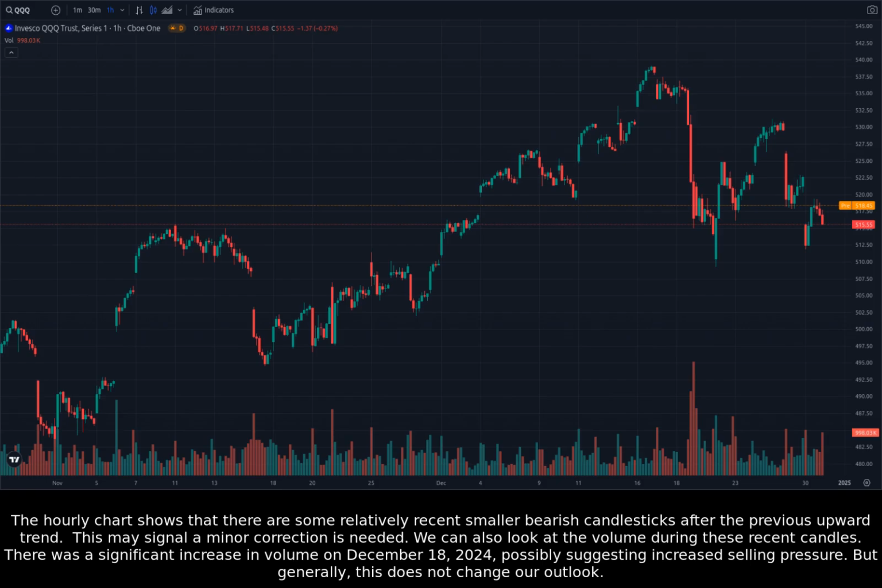We can also look at the volume during these recent candles. There was a significant increase in volume on December 18, 2024, possibly suggesting increased selling pressure. But generally, this does not change our outlook.